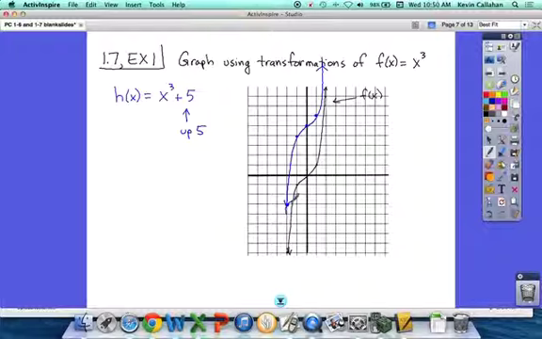You can pick any point you want. There's usually some that are a little easier to identify.